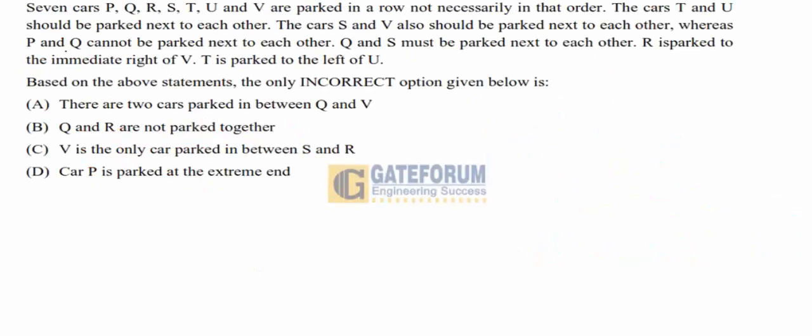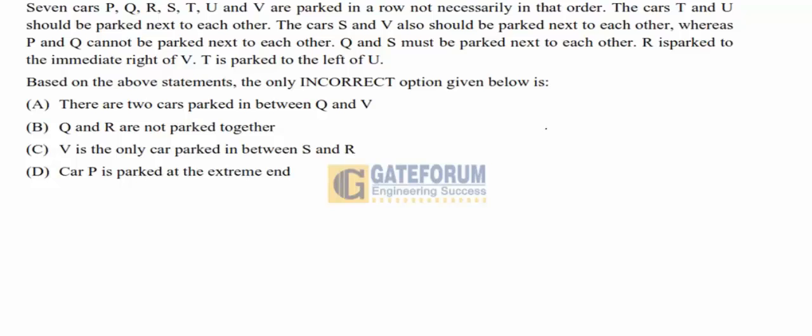7 cars, P, Q, R, S, T, U, V, are parked in a row, not necessarily in that order. The cars T and U should be parked next to each other. The cars S and V should also be parked next to each other.